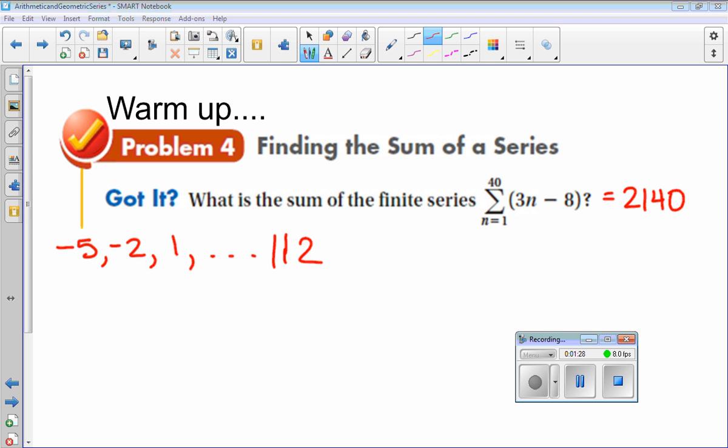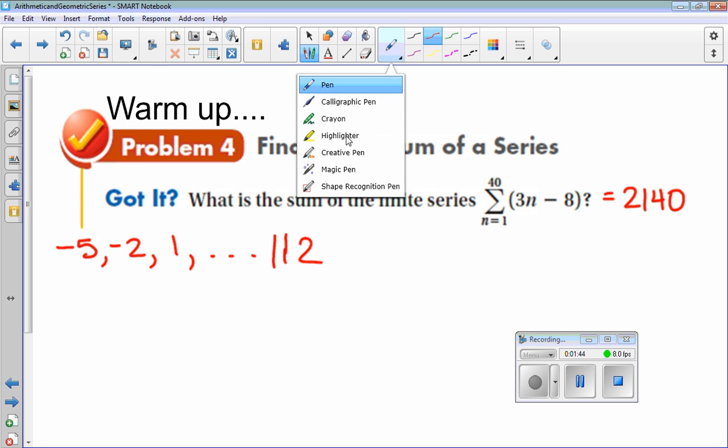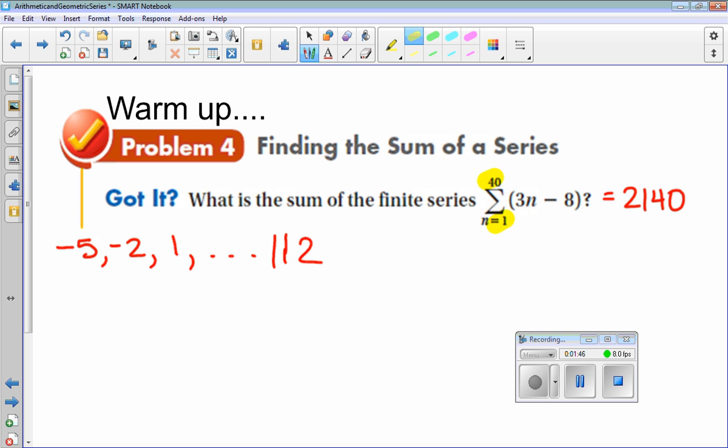Let me show you another way if you wanted to use the summation formula to be able to do that. How did I get these numbers, -5, -2, 1? Where'd they come from? What did I tell you that this summation notation does? What do the 1 and the 40 have anything to do with? What do I do with the 1? That's the first number. That's the first term. So I'm going to plug in a 1 into my formula. So the first term is simply going to be 3 times 1 minus 8. Wasn't that -5? Yeah. Okay. That's where the -5 came from.